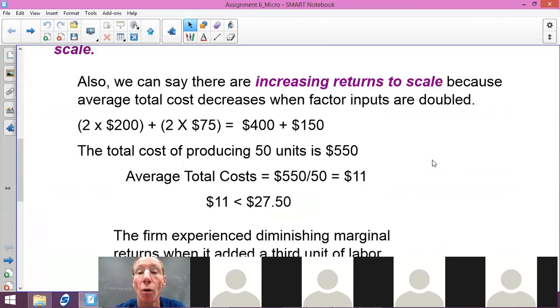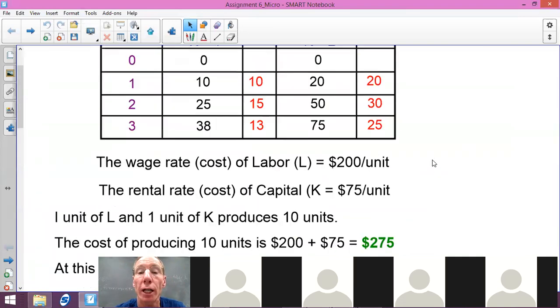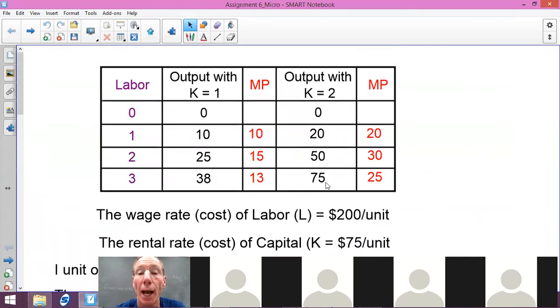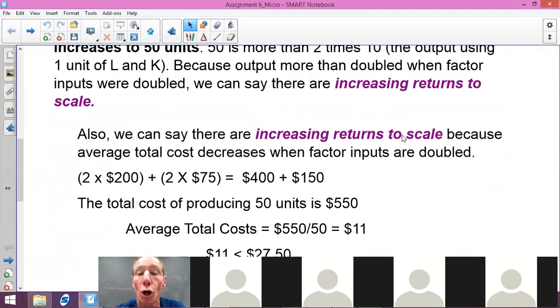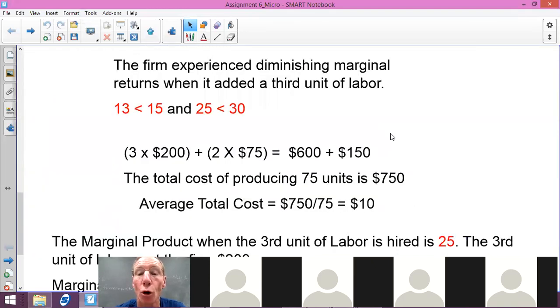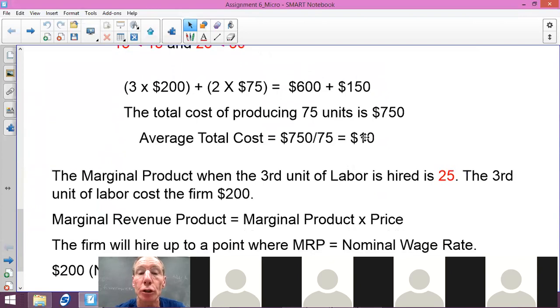And we know that when we are using 2 units of capital and 3 units of labor, our total output is 75. So we just simply divide the total cost by the total output and get an average total cost of $10. Okay.